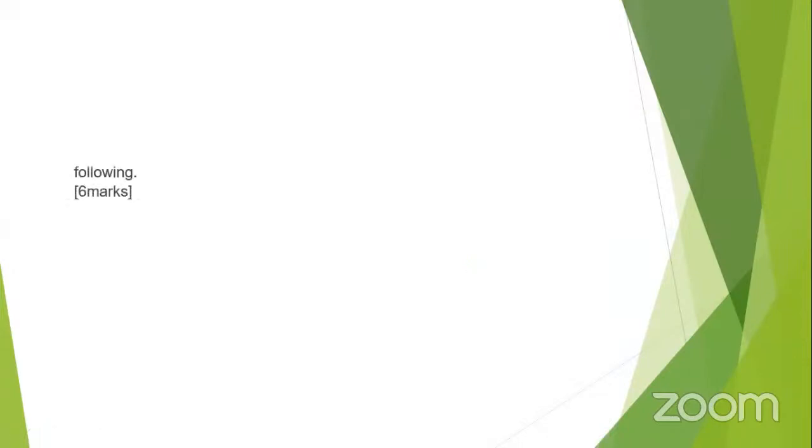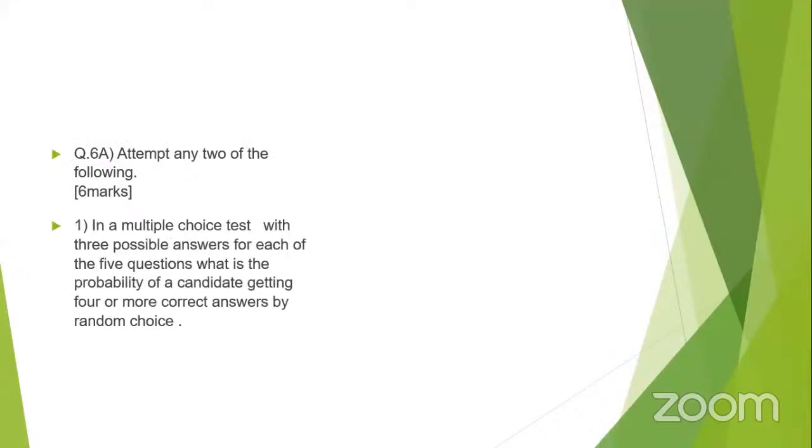Next question. Question number 6A. Attempt any two of the following. So in a multiple choice test with 3 possible answers for each of the 5 questions, what is the probability of a candidate getting 4 or more correct answers by random choice?